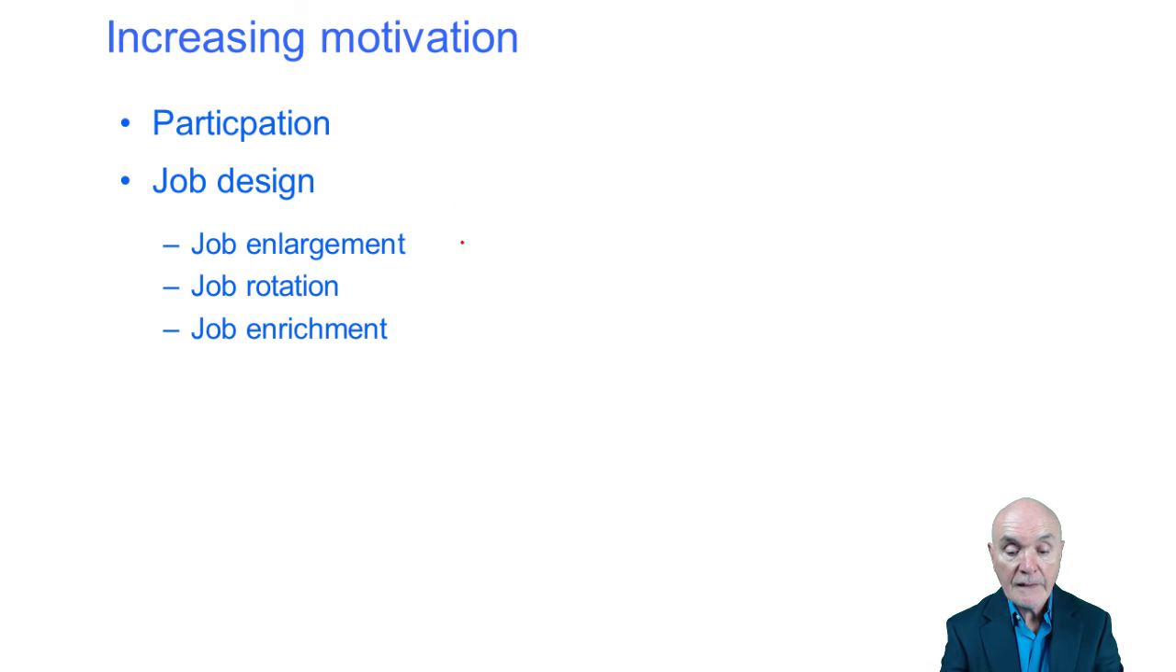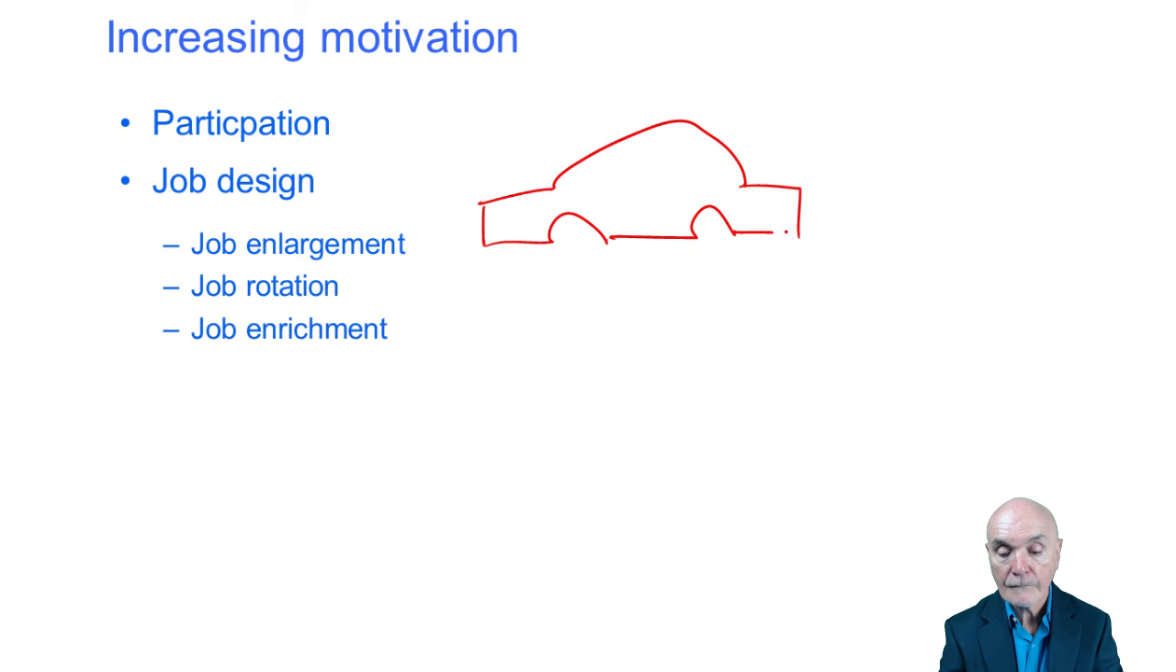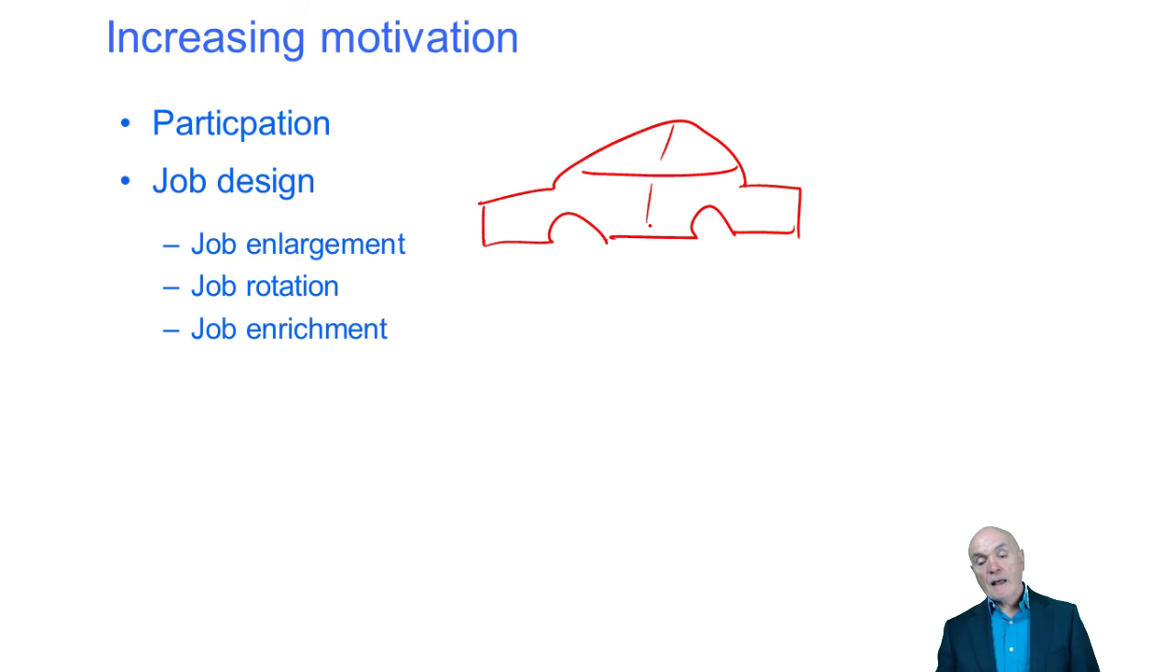But if you were in a production line and you're producing cars, I'm going to attempt to draw a car now. It's either very old or very futuristic. And your job at the minute was putting on the front wheels, then job enlargement would be putting on the back wheels. So it's literally more of the same.